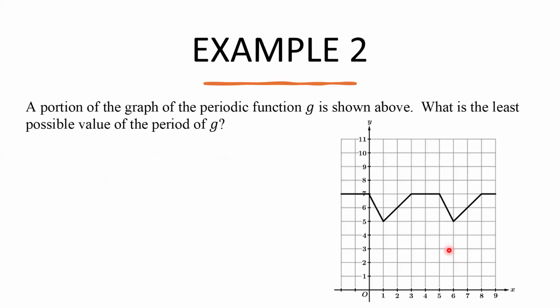Okay, let's keep going. Next, a portion of the graph of the periodic function g is shown above, or in your case it's above, but on mine it's right here. What is the least possible value of the period of g? This is where you're trying to figure out when does the pattern repeat. What is the pattern? When does it repeat? How long is it? When, where, and how long? That's what you're asking yourself. When does it start? Where does it end? How long does it take?